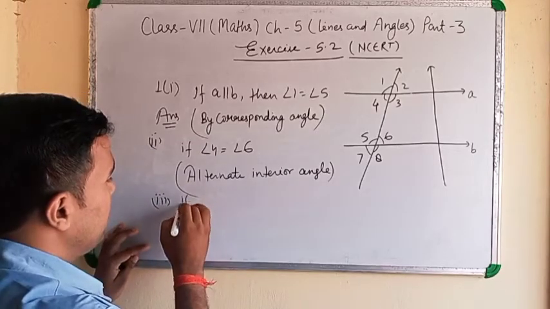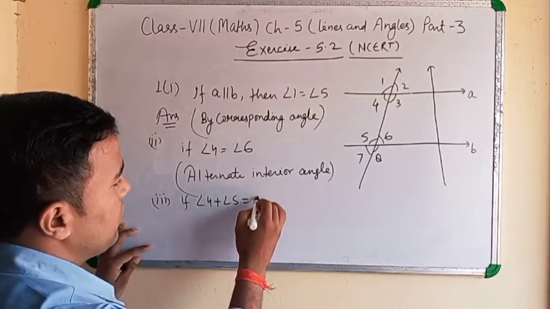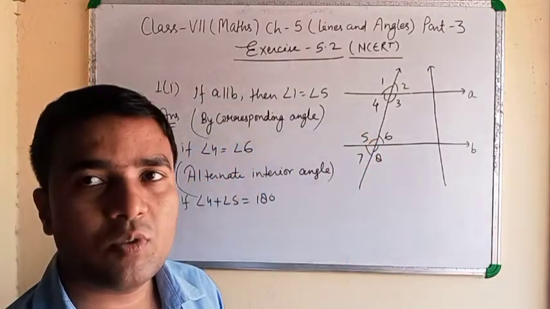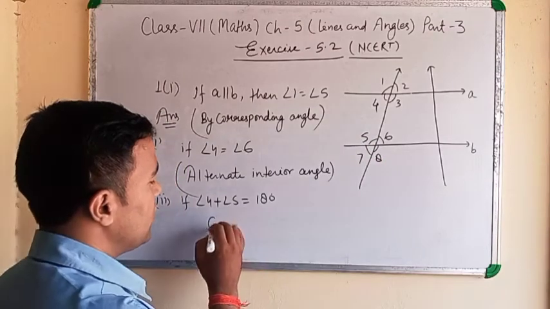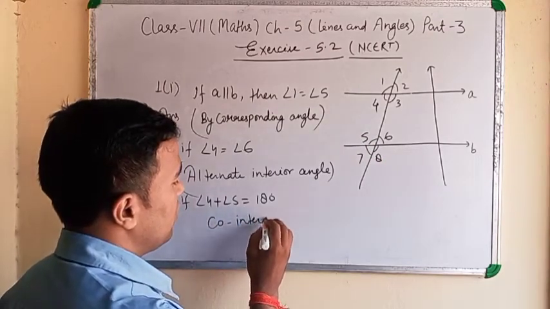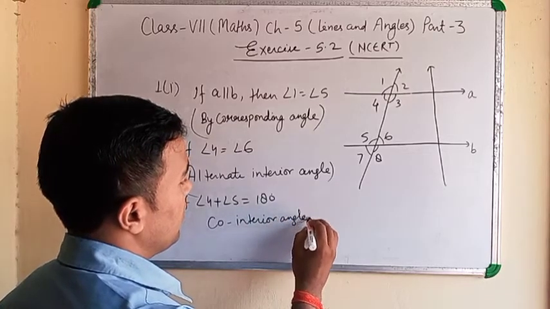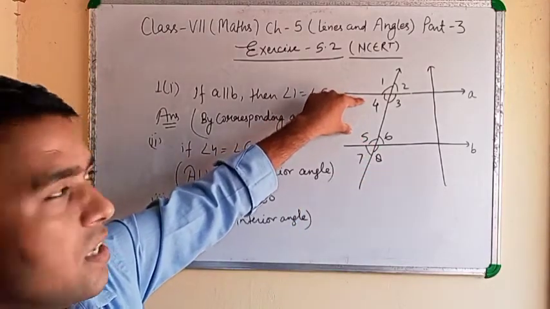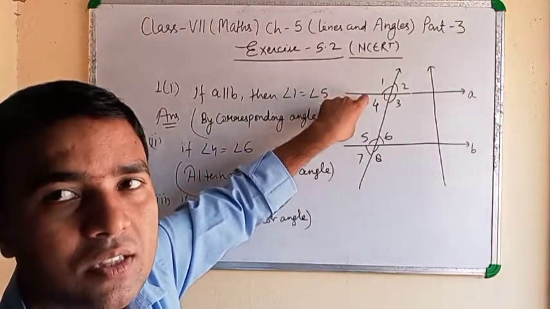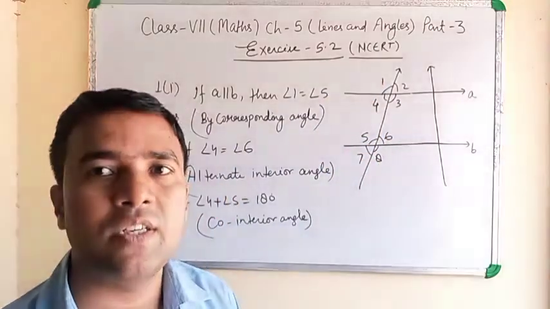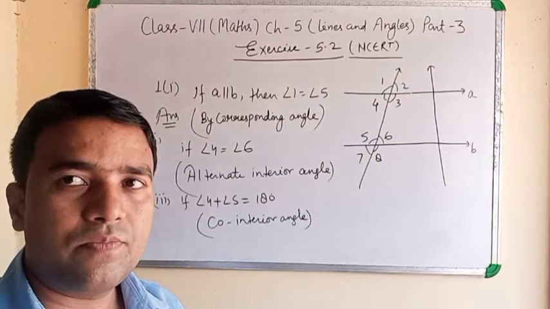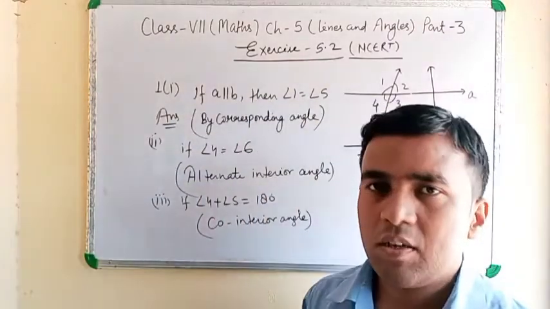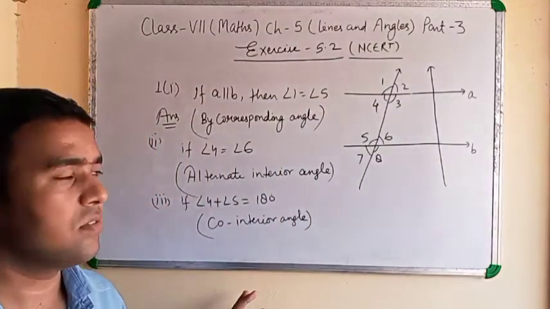If angle 4 plus angle 5 equal to 180, clear? By which property? I told you, co-interior angle. Here you will not write linear pair. If same side interior angles are given, clear, and you are adding and getting 180, that is co-interior angle. Note down. Question number 1, understand? Question number 2 is very easy, like this.